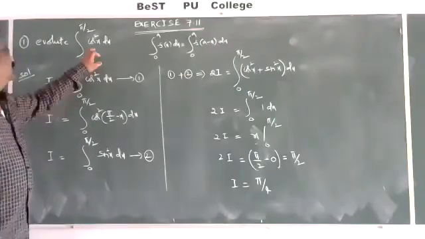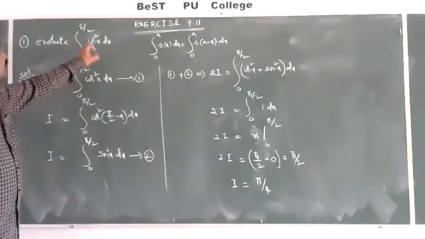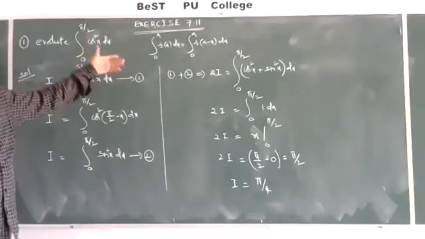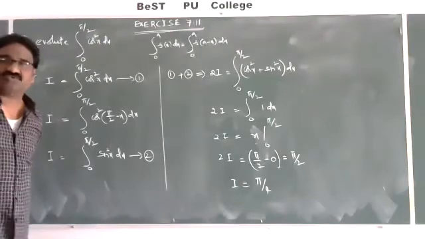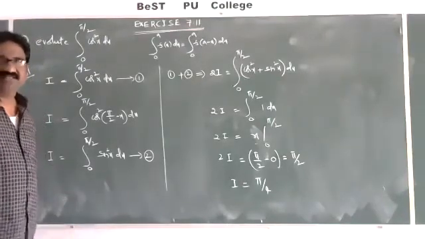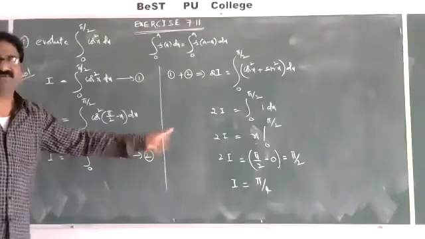This problem can also be solved by another method. That is, cos square x in terms of half angles. You can write the half angle formula, 1 plus cos 2x by 2. Then integrate and substitute the limits. You get the answer. This is another way, besides using properties.